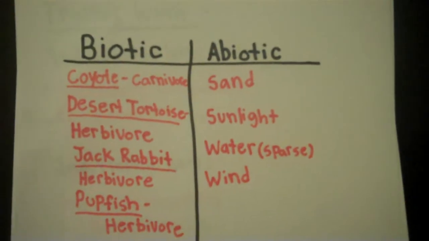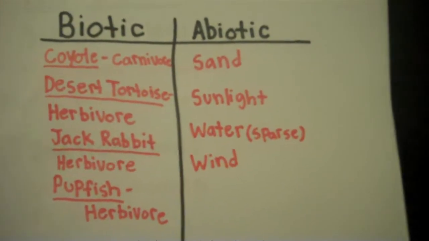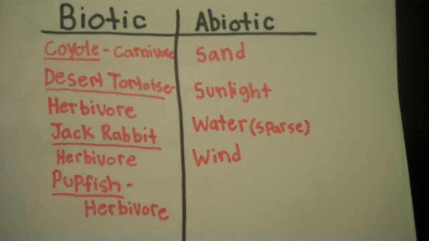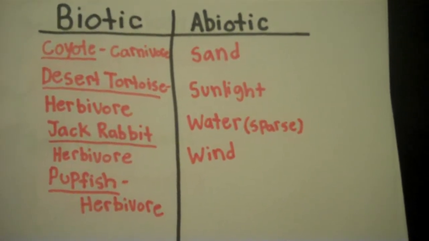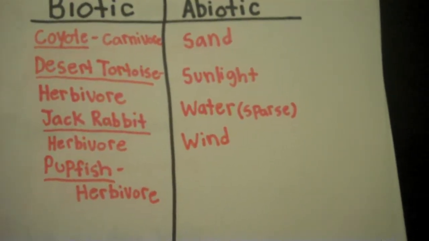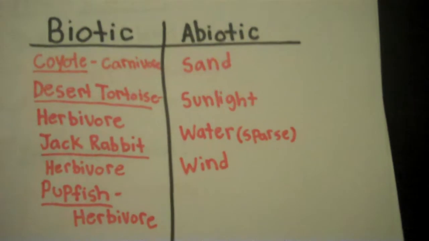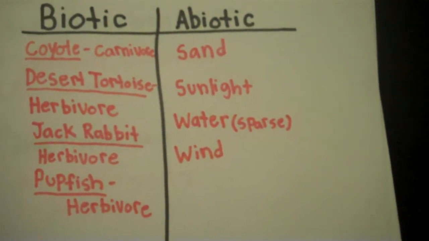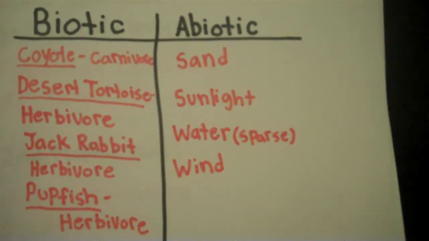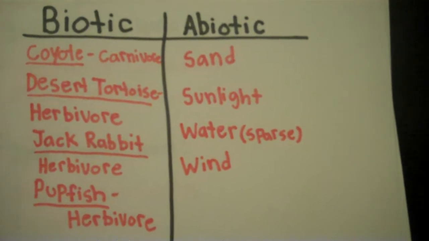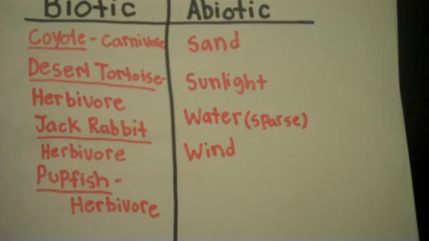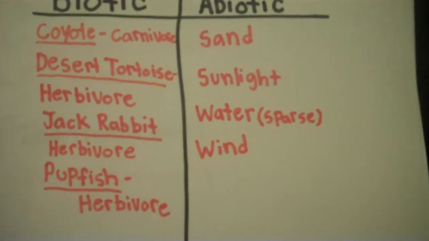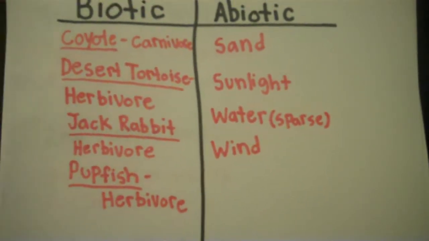These are the biotic and abiotic factors of the Mojave Desert, starting with the coyote, a carnivore, desert tortoise, a herbivore, jackrabbit, a herbivore, and a pupfish, a herbivore. Those are just common things found in the Mojave Desert. And the abiotic is sand, sunlight, water, which is hard to find, but there still is water occasionally, and wind.